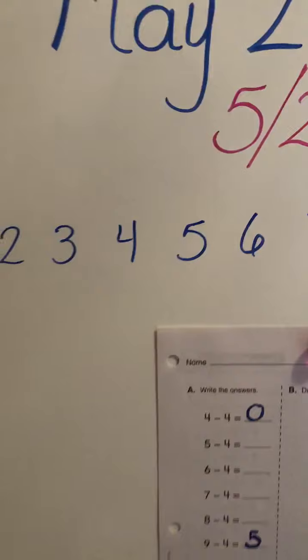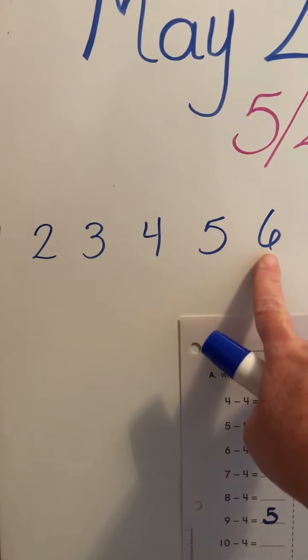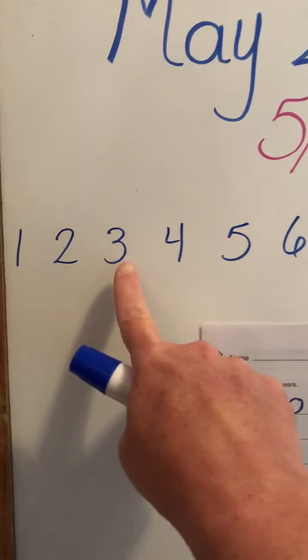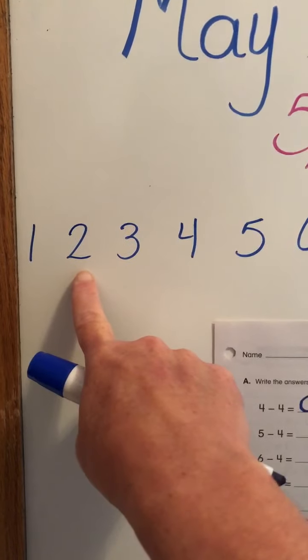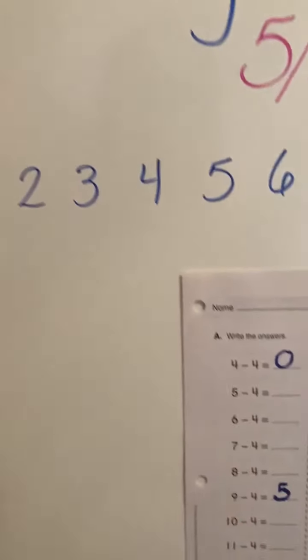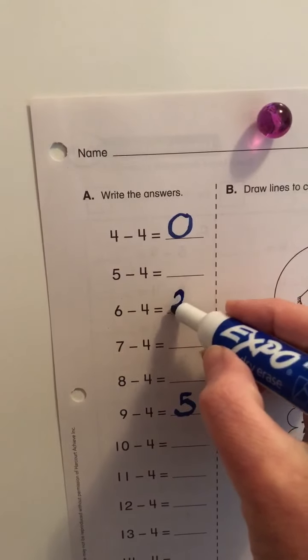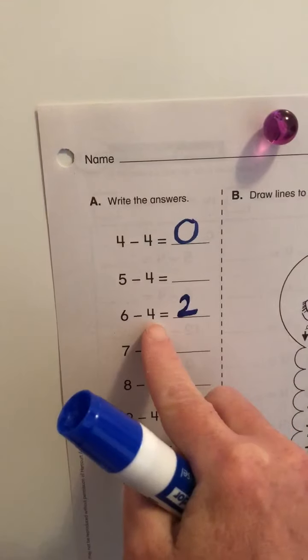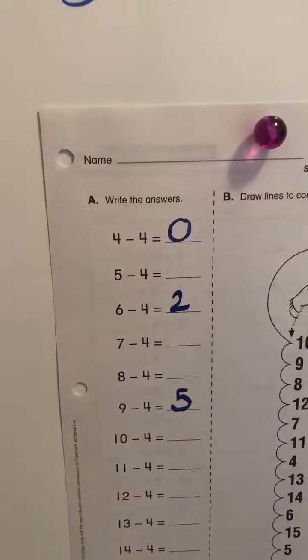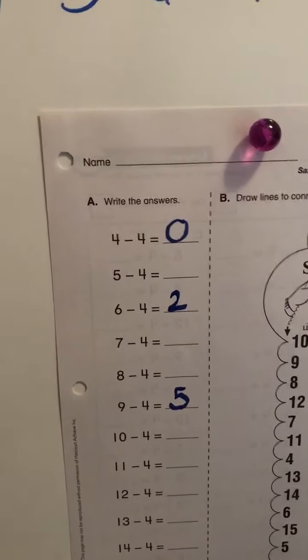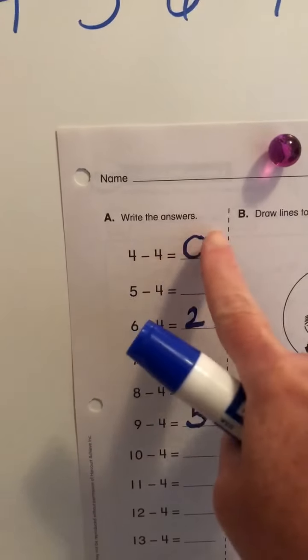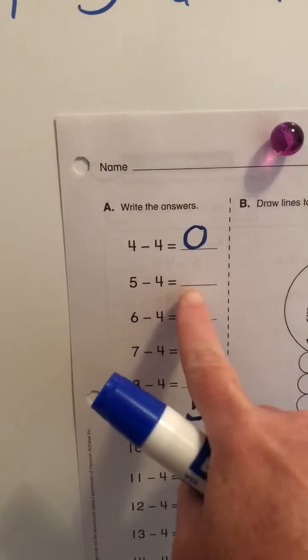Okay, let's go to 6 minus 4. 6 minus 4. Okay, we're going to count back. Here we go. 5, 4, 3, 2. 6 minus 4 equals 2, and we know that 2 plus 4 equals 6. Okay, good job.